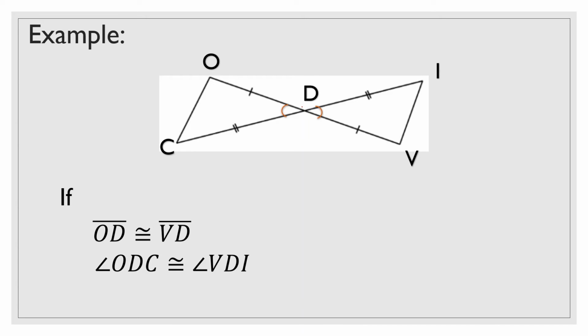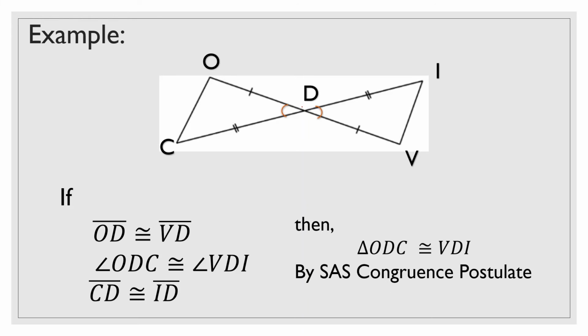And take note that angle ODC is the included angle between OD and CD. And angle VDI is the included angle of VD and VI. Then, we also have CD congruent to ID. Now, is this already enough to say that the two triangles are congruent? Yes, of course. So triangle ODC is now congruent to triangle VDI by SAS congruence postulate.